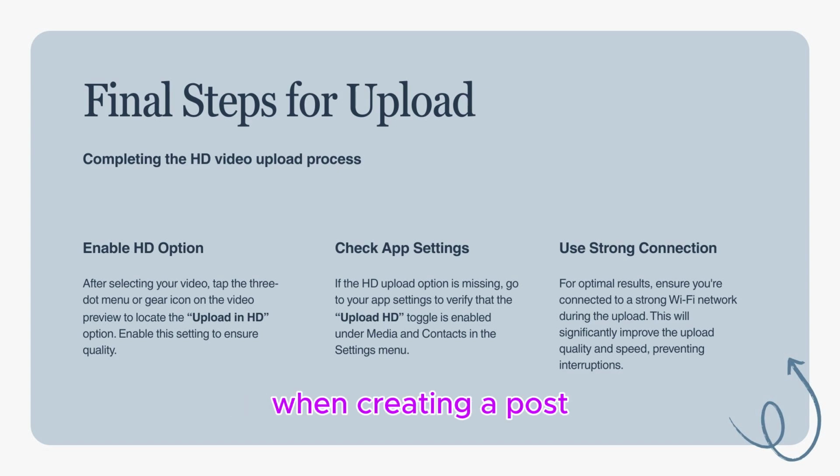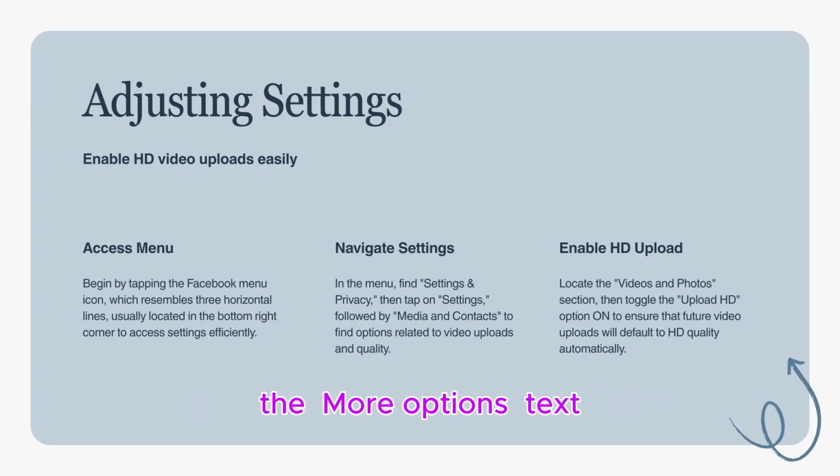Now when creating a post, tap Next after selecting your video on the posting screen. Before you hit post, look for the More Options text. Tap it and make sure Upload HD is checked.